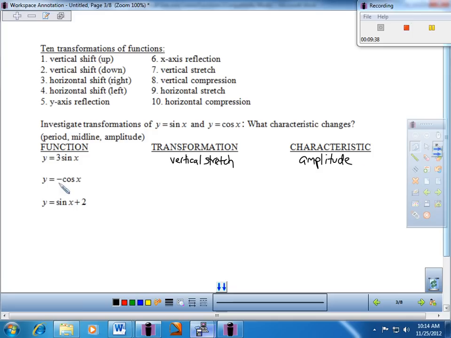Y equals cosine of x, and now y equals negative cosine of x. Which transformation is this, everybody? Well, it is the x-axis reflection. Now this is going to come up a little bit for us. So keep in mind this negative piece.